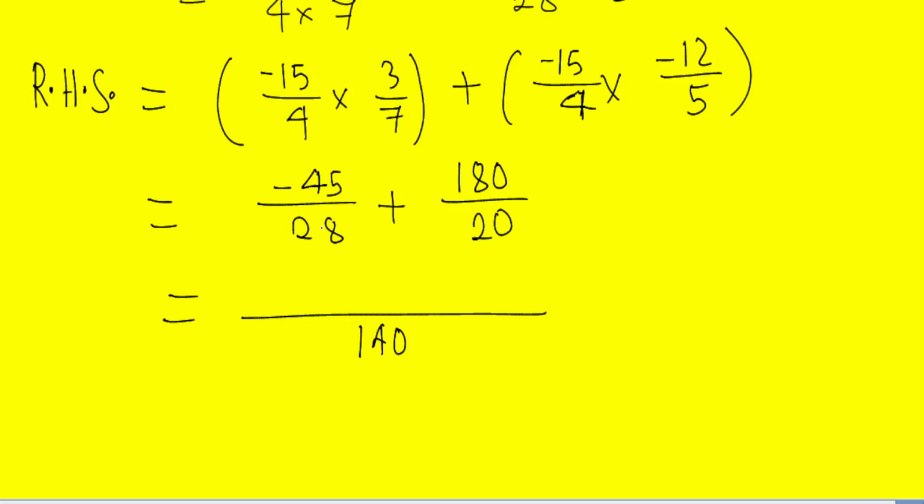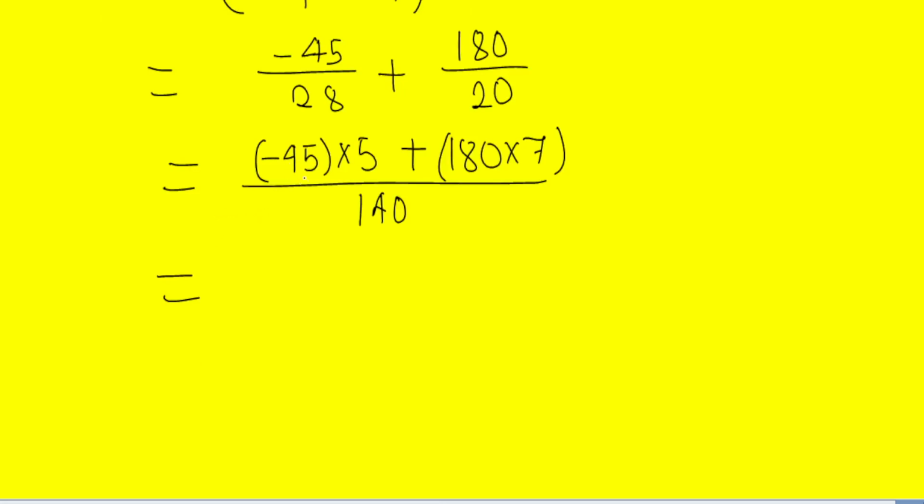ठीक है, अब देखो 28 will divide 140. On dividing 140 we will get a quotient as 5. Now this 5 will get multiplied with minus 45, that is in the numerator. Now 20 will divide 140, this is very orderly. 7 will be the quotient, so 180 will be multiplied with 7. Up till this step I think everything is clear now.